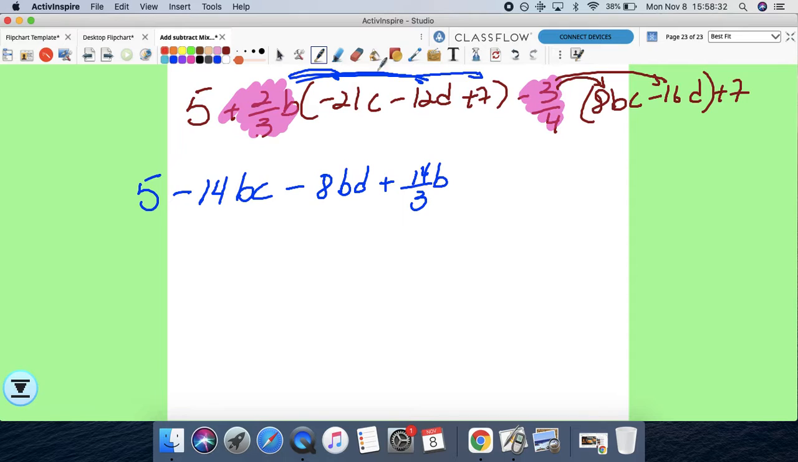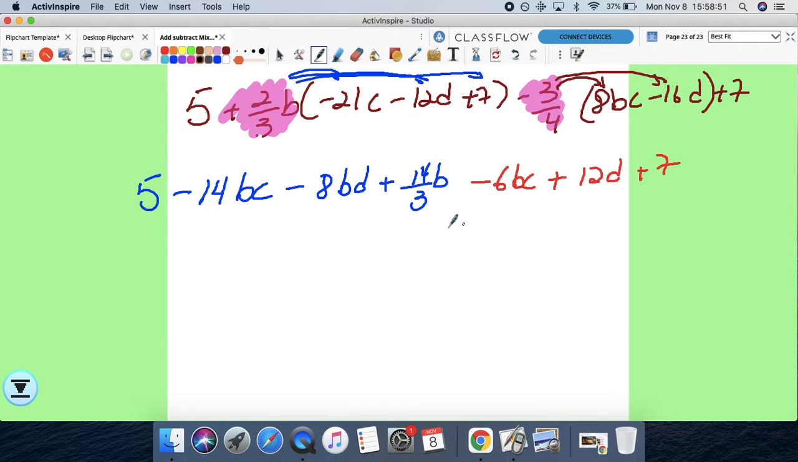Next, negative times a positive is a negative. 3/4 of 8, so it's 6BC. Negative times a negative is a positive. 3/4 times 16 is going to be 12D. And then plus 7. Okay.